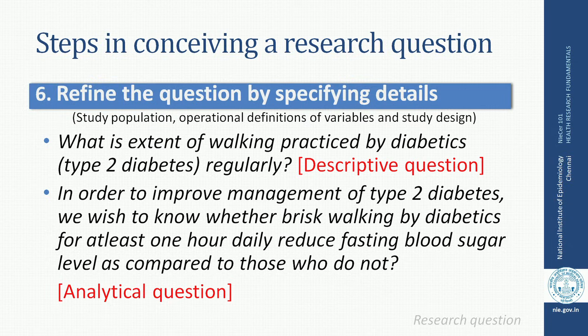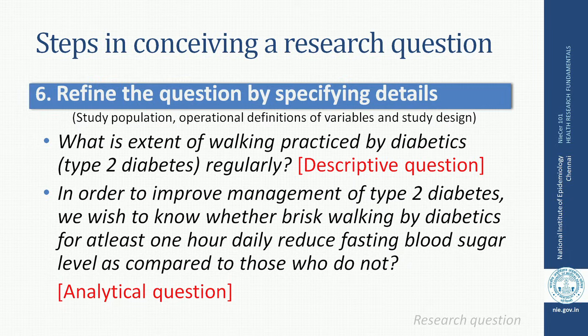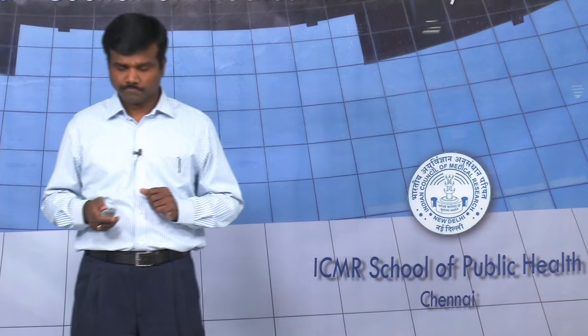An example of descriptive question in the example that we are discussing is, what is the extent of walking practiced by diabetics, that is type 2 diabetes, regularly? Or an analytical question could be, in order to improve management of type 2 diabetes, we wish to know whether brisk walking by diabetics for at least 1 hour daily reduces fasting blood sugar as compared to those who do not.